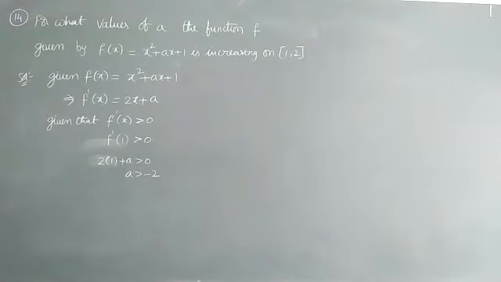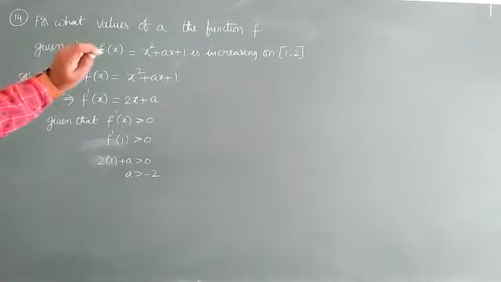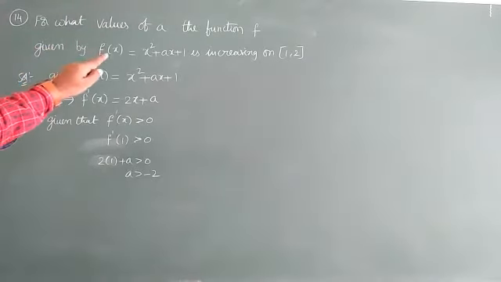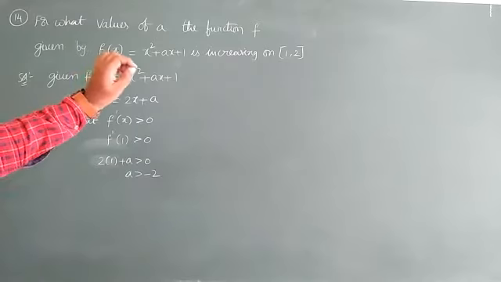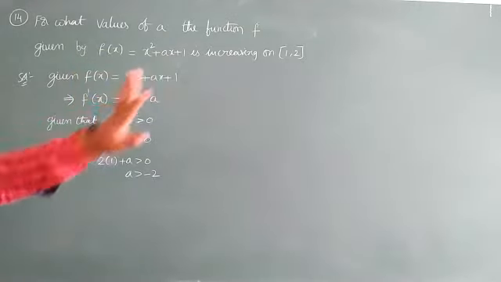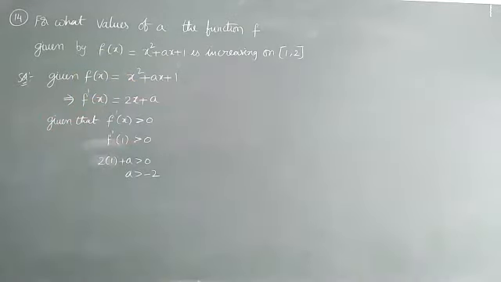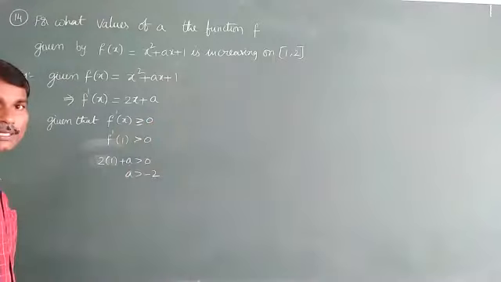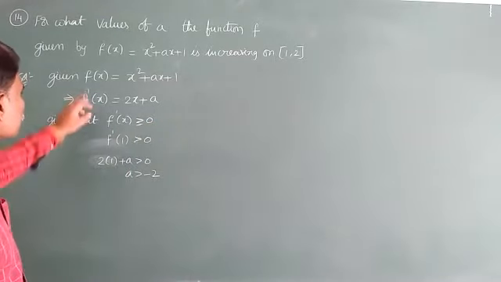Next, the 14th one. For what values, meaning the least value you can get, is the function f given by f of x is equal to x square plus ax plus 1 increasing on the closed interval 1 comma 2? Increasing on means greater than or equal to 0, because the closed interval is there.